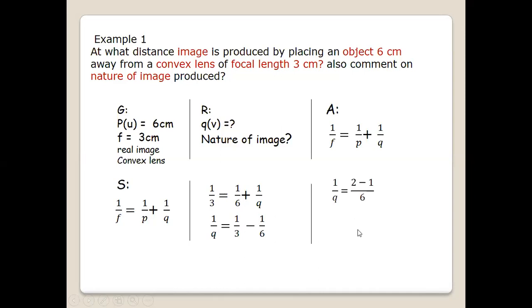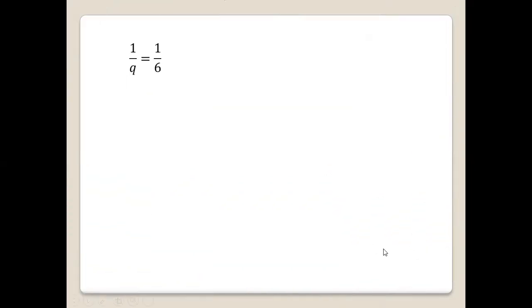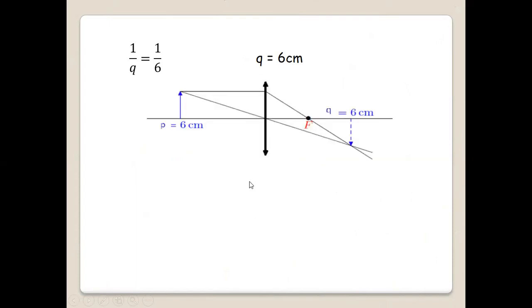So by taking up the LCM, we found that 1 upon q is equal to 1 upon 6. Now, you are going to cross multiply them, and after cross multiplying them, the result is q, that is the image distance, is equal to 6 centimeter. We can draw a proper perfect ray diagram for that. We are going to keep the object at a distance of 6 centimeter, and you are going to take the focal length as 3 centimeter on either side of the lens.